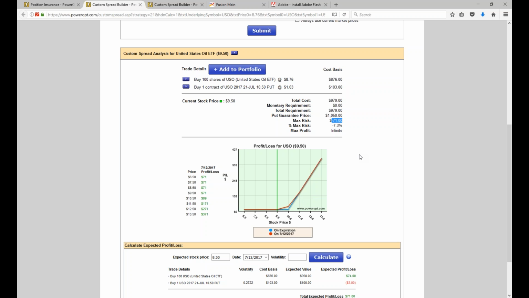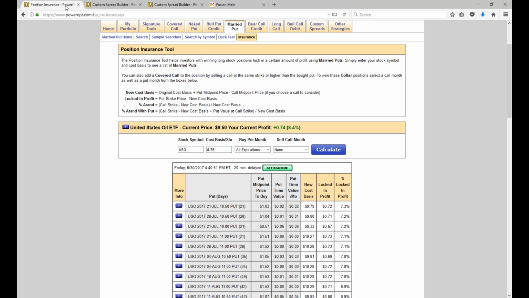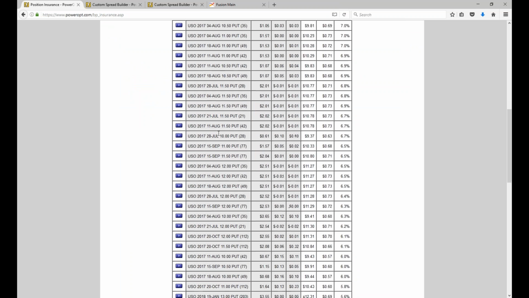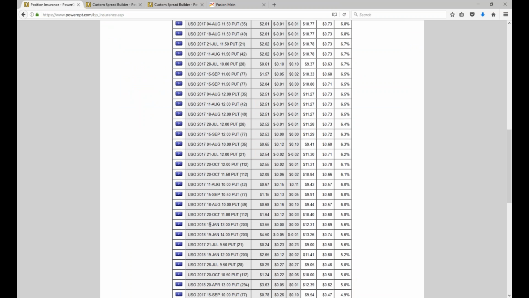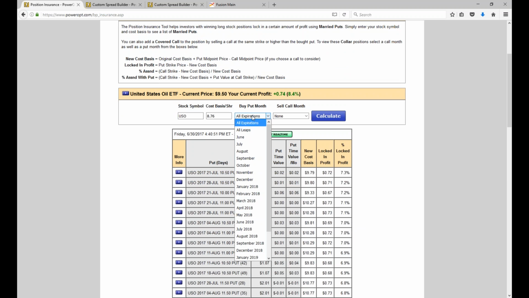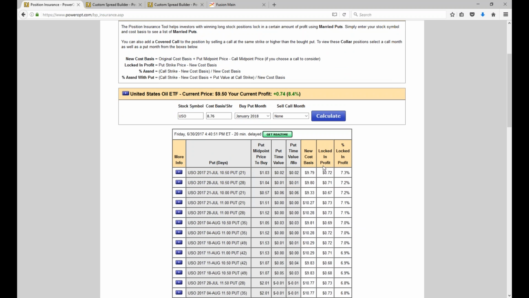Okay, now that's a short-term put, obviously. I don't know if that's your trading plan for this stock. If you're planning on staying in USO longer, let's say maybe 4 months or 5 months, well, you'd want to go further out in time. Now, we could go out to January, but because that put is going to have more time premium, we're not going to get as much guaranteed return, as much locked-in profit. So let's just take a look at the January series for USO. I'll go to January 2018. This is on the insurance tool.